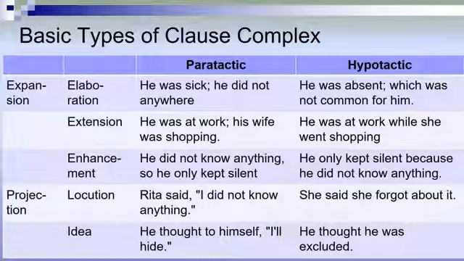And then the projection, you have locution. Rita said, "I didn't know anything." So this is a verbal process. She said she forgot about it. That's a hypotactic relation. And then the idea, he thought to himself, "I'll hide." It's not said, it's just a thought. And he thought he was excluded.